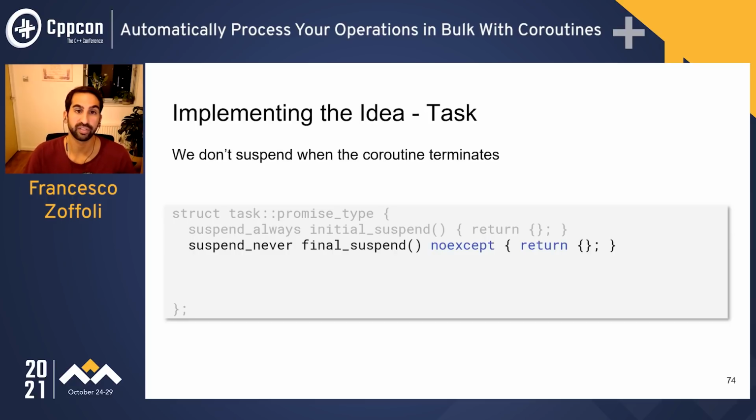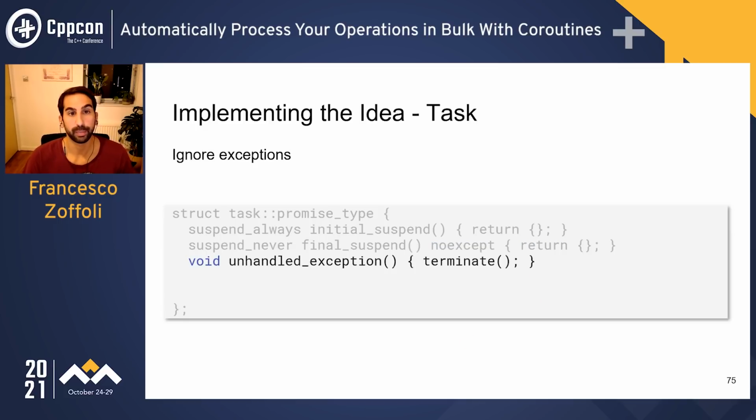Next, we are going to implement final suspend. Final suspend returns suspend never because we have nothing to do at the end of the execution of the coroutine. This, similarly to suspend always, is implemented by the standard library, and its await ready always returns true. So it never suspends.